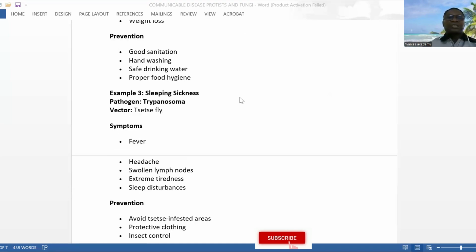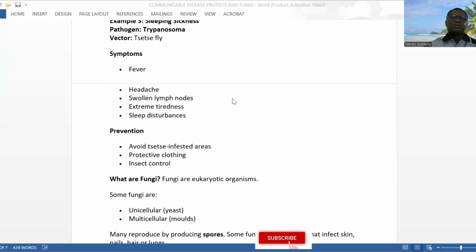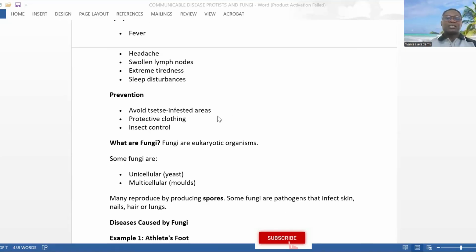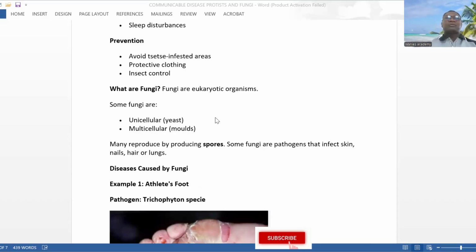The third protist disease we'll discuss is sleeping sickness. Sleeping sickness is spread by the vector known as the tsetse fly. The tsetse fly carries the pathogen Trypanosoma. Sleeping sickness causes fever, swollen limbs, and extreme tiredness, and it can be prevented by avoiding living in a tsetse fly infested area. Clear all bushes and vegetation around buildings, which serve as breeding sites for the tsetse fly. So all these are protist diseases.